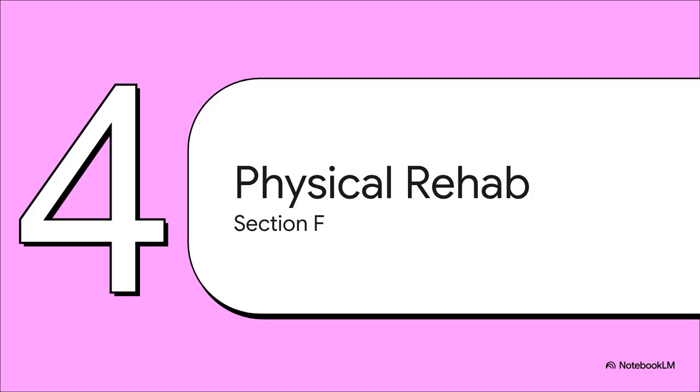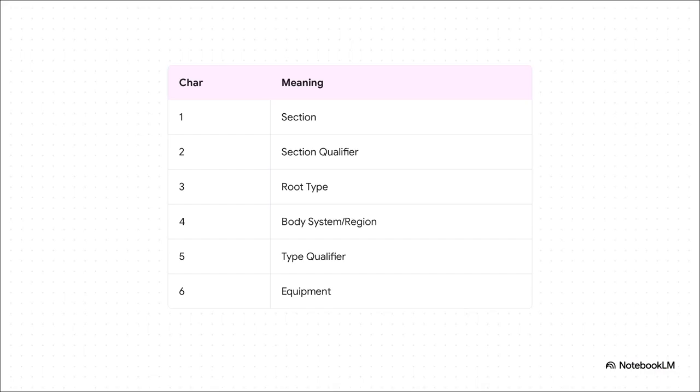All right, let's head over to Section 4, Physical Medicine and Rehabilitation, which is Section F. I really want you to pay close attention to this unique blueprint. Unlike almost every other section we've studied so far, Character 2 is actually not a body system. Instead, it's a section qualifier. It divides rehabilitation, which is represented by a 0, from diagnostic audiology, represented by a 1. Character 4 then becomes the body system and region, and Character 6 identifies any specific equipment used.